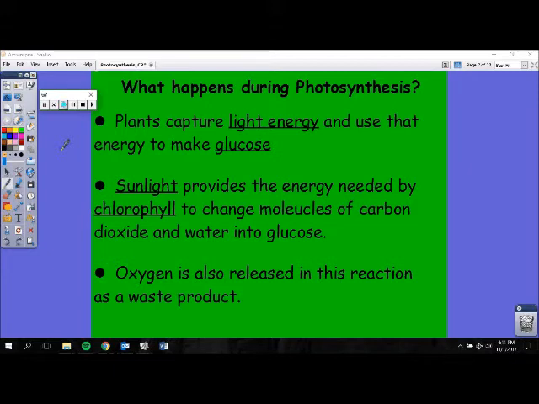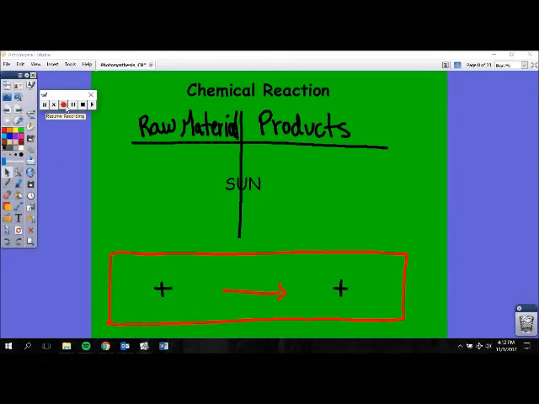Take a minute to fill in your notes while I go over what happens. Remember, plants capture light energy from the sun and use that energy to make glucose, their food. That sunlight provides the energy needed by the chlorophyll, remember that's the pigment in the chloroplast, to change those molecules of carbon dioxide and water into glucose, the food. Remember, oxygen is also released as a waste product. For the chemical reaction to occur, we have our raw materials, or what goes in, and then you have your products. Listed below are your raw materials and your products.